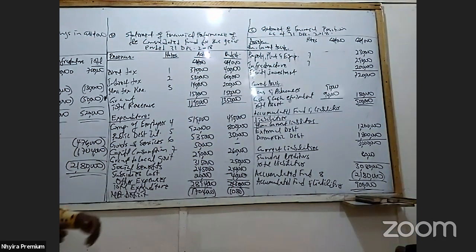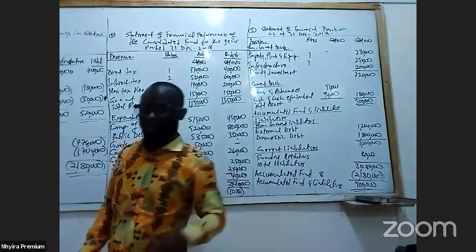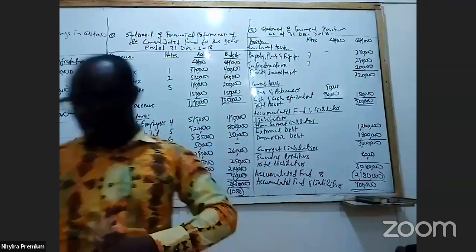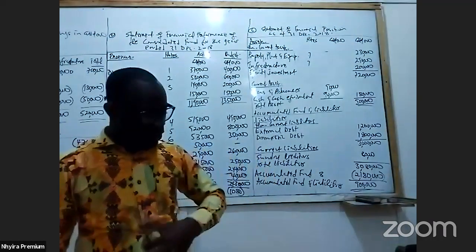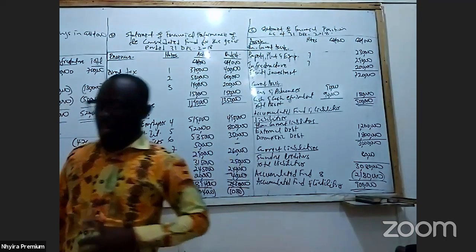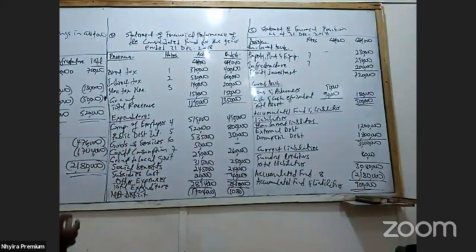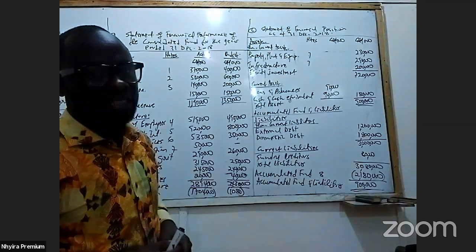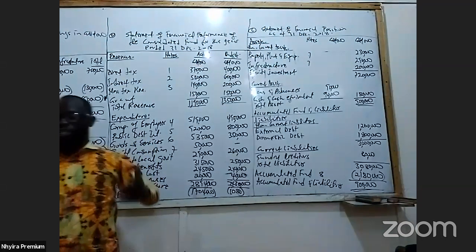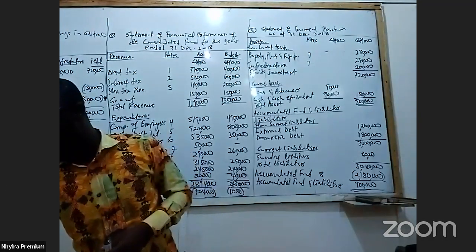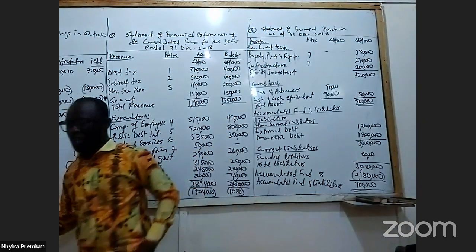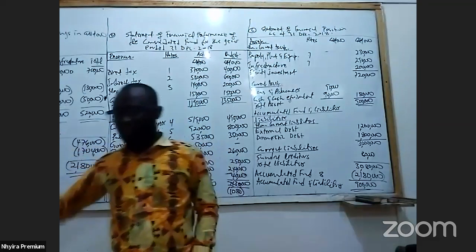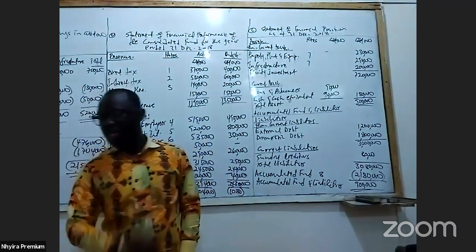So this is the answer to the question, but we are not done. The C aspect of the question says prepare notes to the financial statements. Part of the notes are the workings that we've done, 9 workings. But we will also tell the examiner about the accounting policies being used here. Definitely, we are using the accrual basis of accounting to prepare the financial statements.